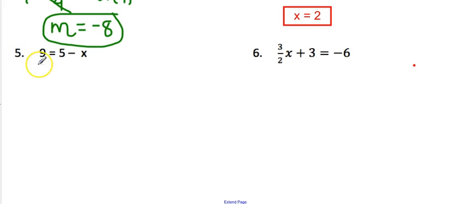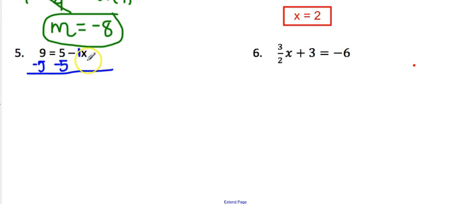Now, number 5 doesn't look that tricky, but this sign right here is the trickiest part of this problem. So you've got 9 equals 5 minus x, and so you need to get rid of this 5, okay? But you don't add 5 because of this subtraction sign here, because this negative sign is attached to this imaginary negative 1 right here. So if you want to write a negative 1 there to help you out, go for it. So I need to get rid of a 5. The opposite of a 5 is a negative 5. So I'm going to negative 5 right below it, or subtract 5 on both sides.